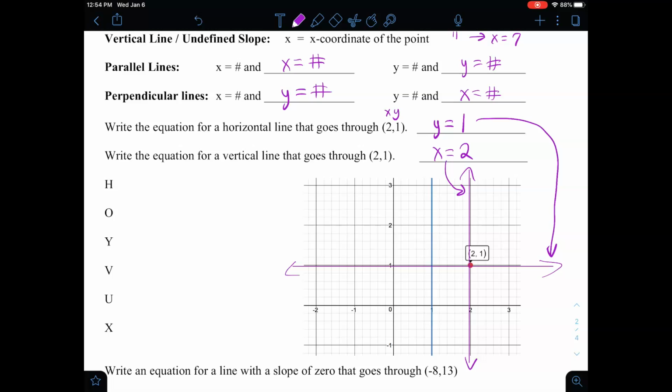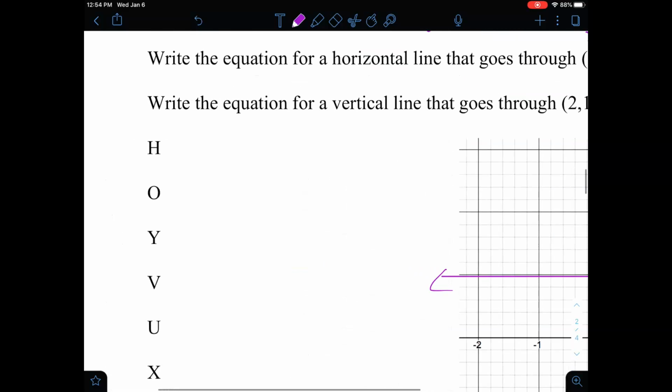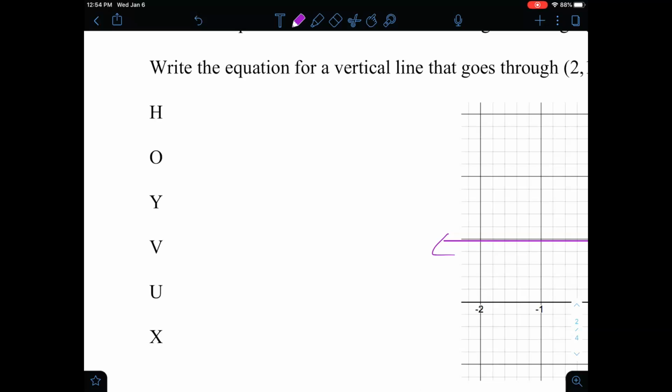Okay? So if we want a horizontal line through 2, 1, it's going to be y equals the y coordinate. And if we want a vertical line that goes through 2, 1, it's going to be x equals the x coordinate. That's literally what we need to do. All right, now let's fill in the Hoy-Bucks thing again here. See if you can fill it out on your own. See if you remember everything.